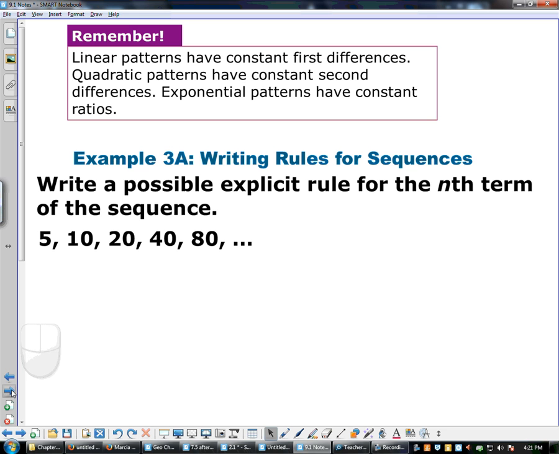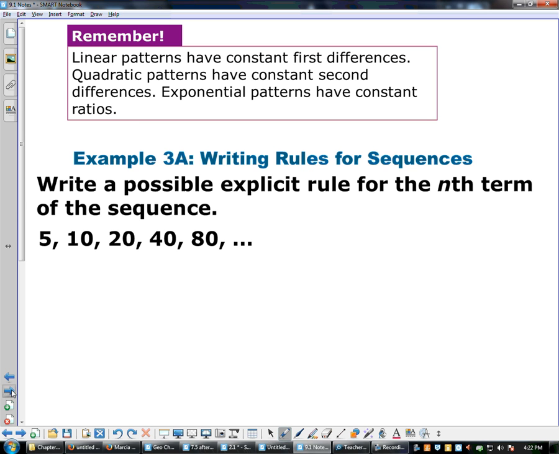Okay, so remember, linear patterns have constant finite differences. We've looked at finite differences in the past. Quadratic patterns have constant second order differences, and exponential patterns have constant ratios. So let's take a look at this example. We're writing a rule for the sequence. Write a possible explicit rule for the nth term of the sequence that goes 5, 10, 20, 40, and 80.